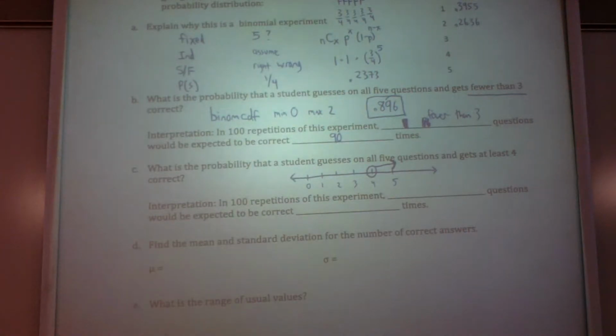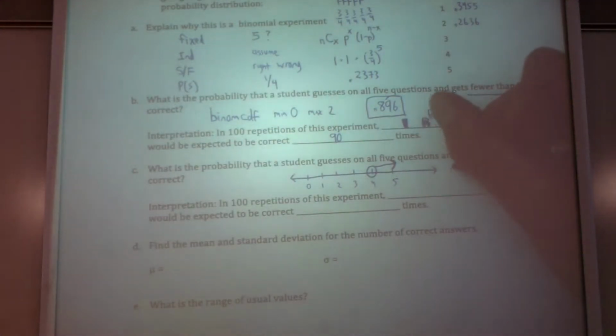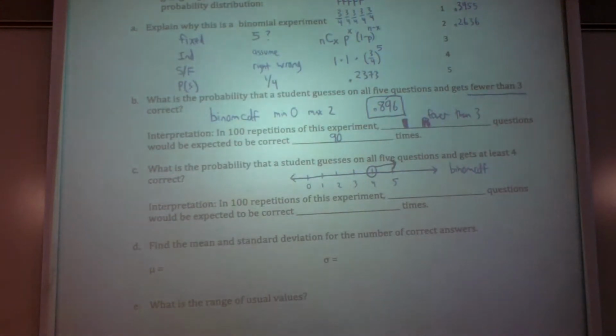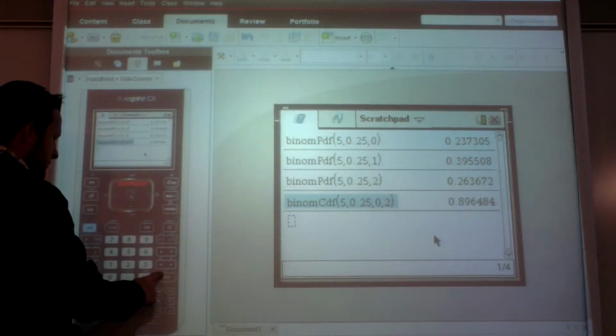Well, to do that, we're going to do a binomial CDF. Our cluster here is just from 4 to 5. So I'm going to do a binomial CDF on my calculator. It's going to be very similar to what we just put in. I'm actually just going to go up and copy this here.